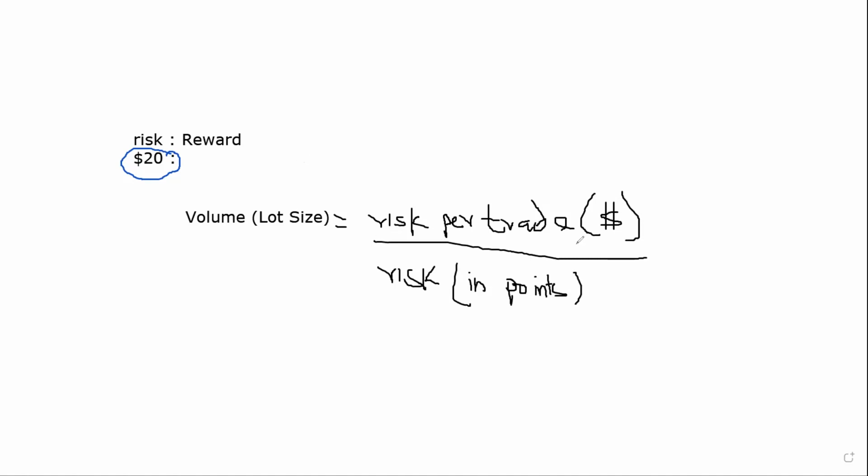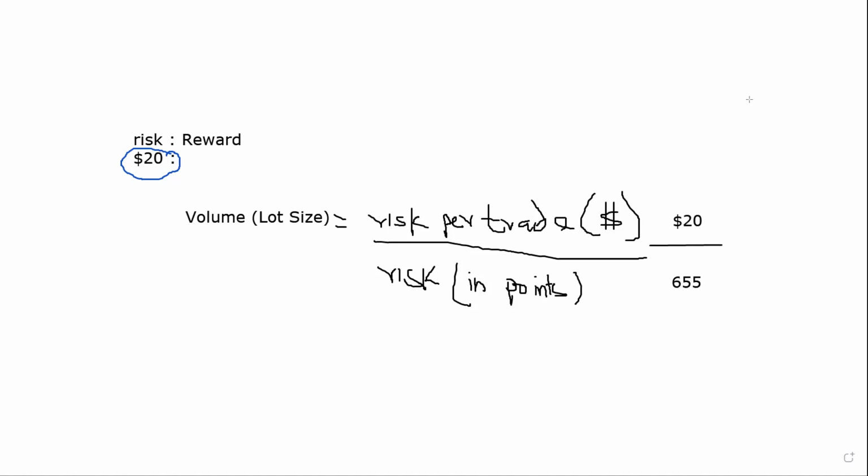All right, so basically we are going to have $20, which we want to risk on this trade, all over our number of points, which is 655 points. That's going to give us what we're going to have as the lot size. So what would that be? Let's use a calculator.